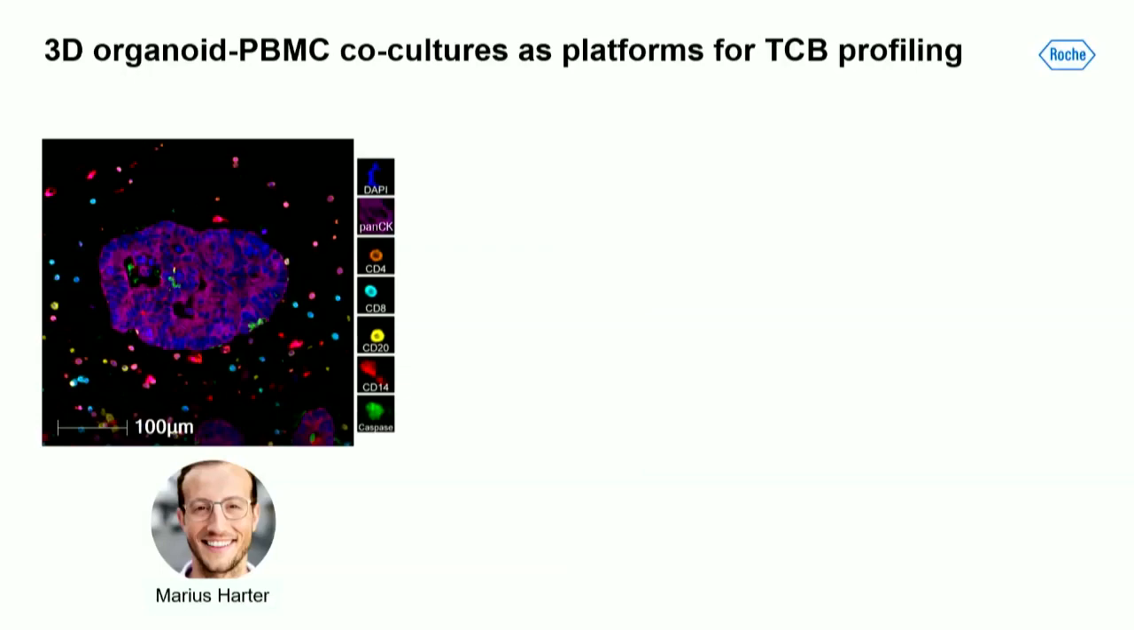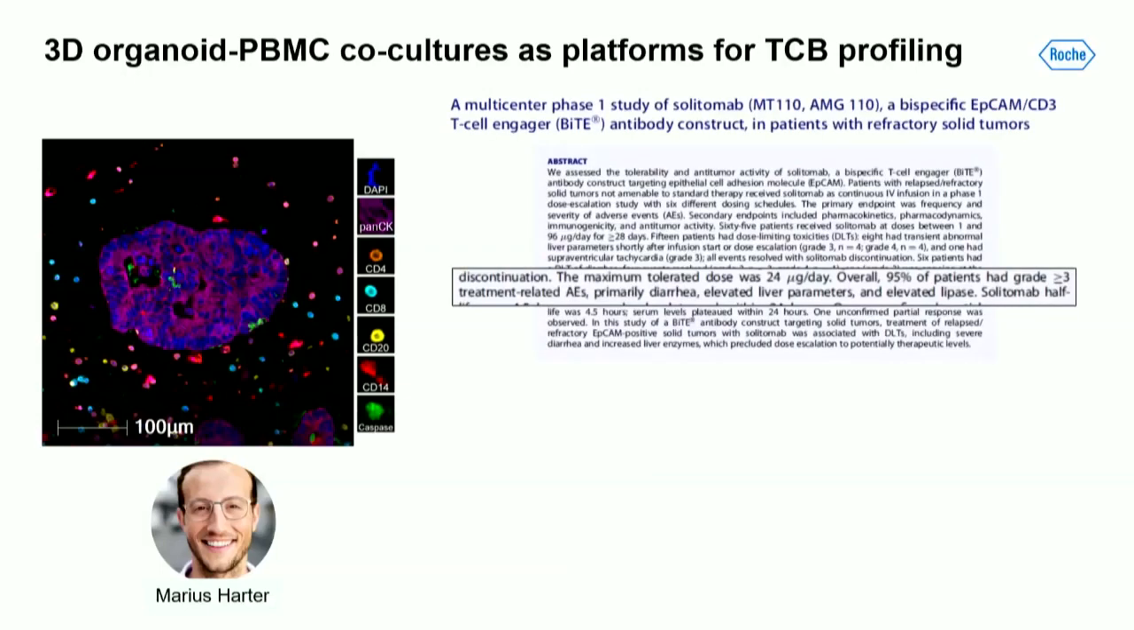Before I go into the results, let me introduce a second target and a second molecule. This is the infamous solitumab. This was a T-cell bispecific developed by Amgen for targeting solid tumors. It recognizes EpCAM, which definitely is overexpressed in tumors. However, we all know that all epithelial tissues are loaded with EpCAM. So you might be wondering, what were they thinking, essentially, right?